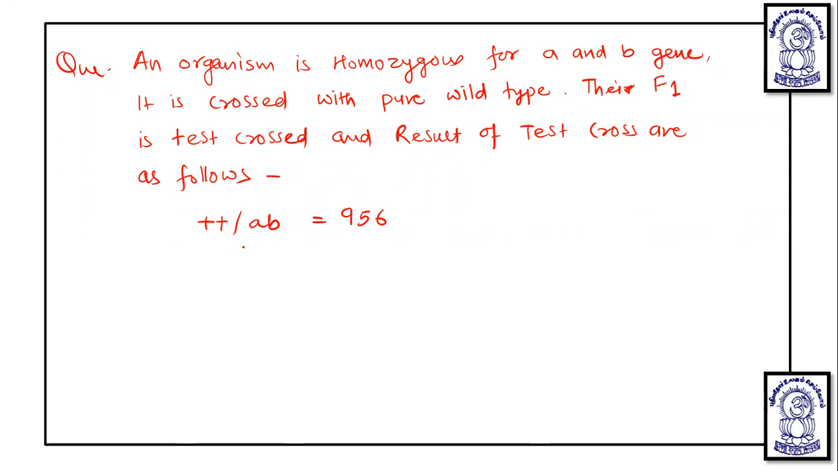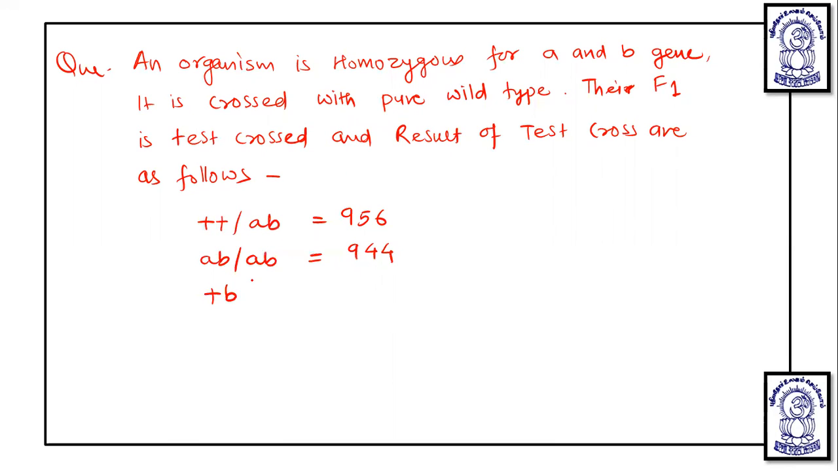Plus plus slash AB offspring, genotype carrying offspring, are 956. Then AB slash AB means aabb. Here it is capital A small a, capital B small b. Here plus plus represents the dominant one, so dominant A, dominant B. Here these are 944.